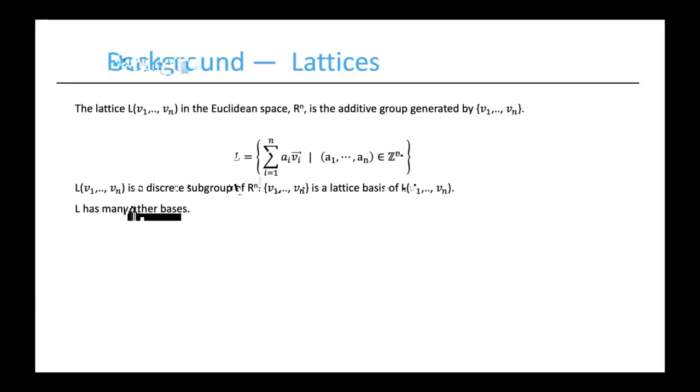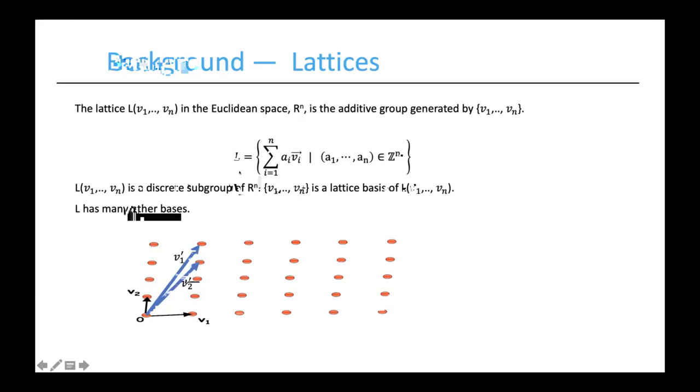A lattice, in the Euclidean space R^n, is an additive group generated by the vectors, say V1 to Vn. A lattice is a discrete subgroup of R^n. We call V1 to Vn the lattice basis of the lattice L.